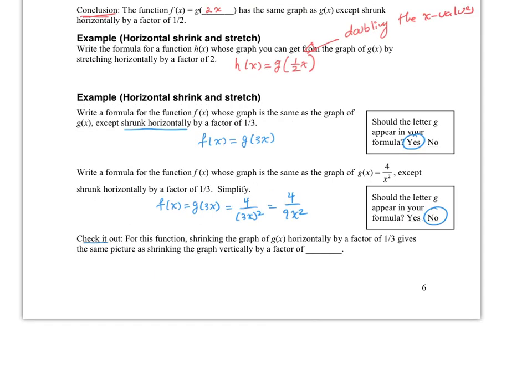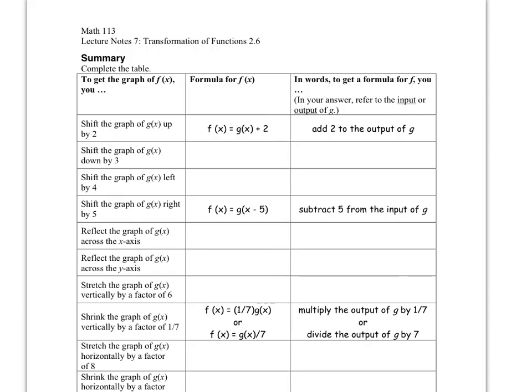Now here is the connection with vertical shrinking. For this function, shrinking the graph horizontally by a factor of 1/3 gives the same picture as shrinking the graph vertically by a factor of 3. Alright, finally this table is just a summary of everything we did.